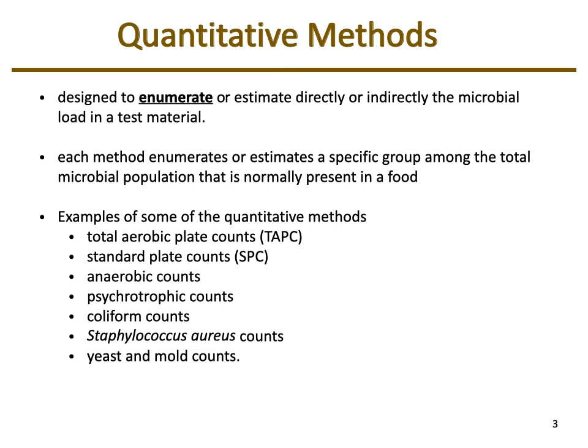Some different examples of these quantitative methods would be total aerobic plate counts, or TAPC, or standard plate count, SPC. So standard plate count is probably one that you did in your intro micro lab. Along with that same kind of premise with standard plate count is anaerobic counts, psychrotrophic counts, coliform counts, Staphylococcus aureus counts. With these, we're changing the plates that we're using so that we're counting specifically for a specific type. So the method in which it's performed is slightly different.